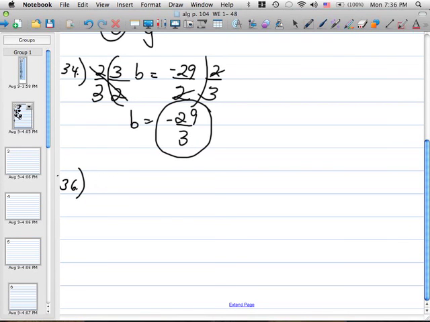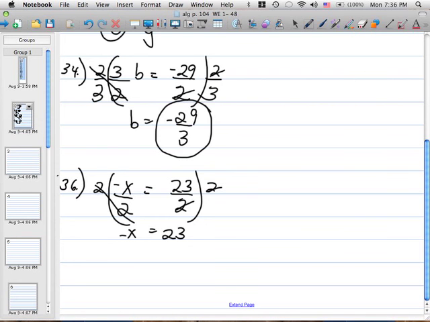36, we have negative x over 2 equals 11 and a half, so we're going to change that to an improper fraction. 11 times 2 is 22, plus 1 is 23 halves. We're dividing by 2, so we're going to multiply by 2. And we get negative x equals, and the 2's here cancel, 23. So if the opposite of x equals 23, then x equals negative 23.